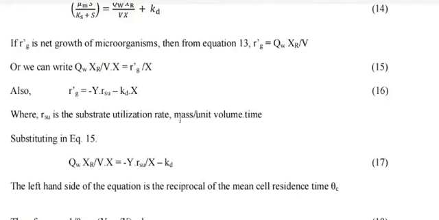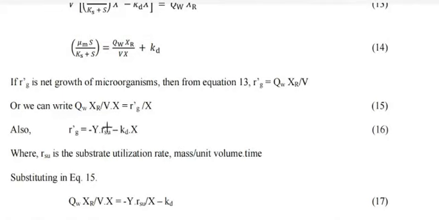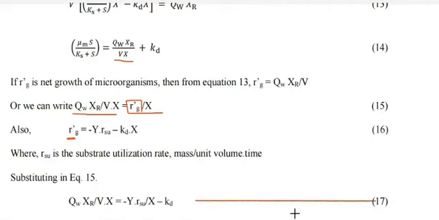So what we did, we just put a replacement of this one in this equation, and we replace this time. Okay, and after that again the value of r g can be written in this form, and we make equation number 17. Are you getting my point? So Q W X R by V X is equals to minus Y r suffix SU by X minus kd.